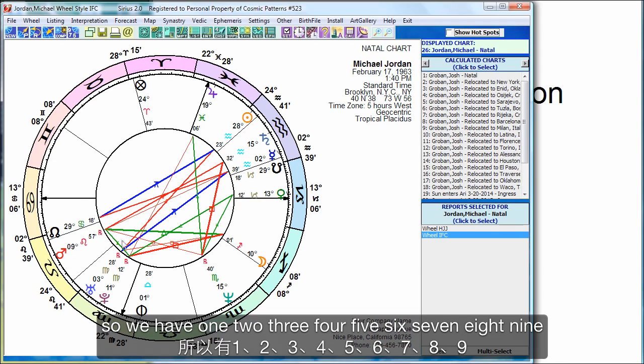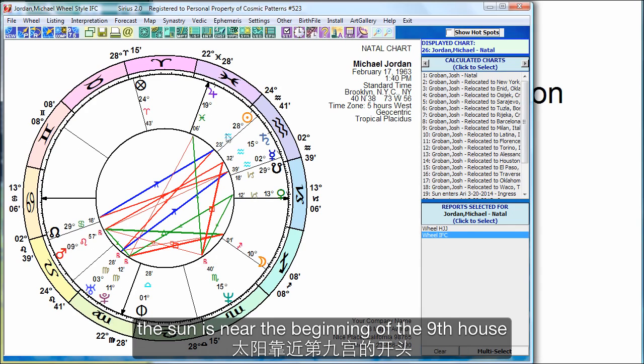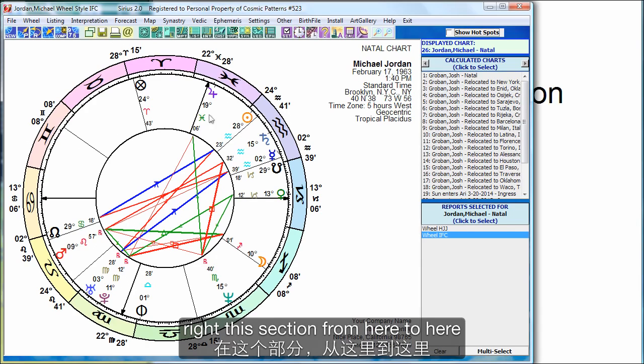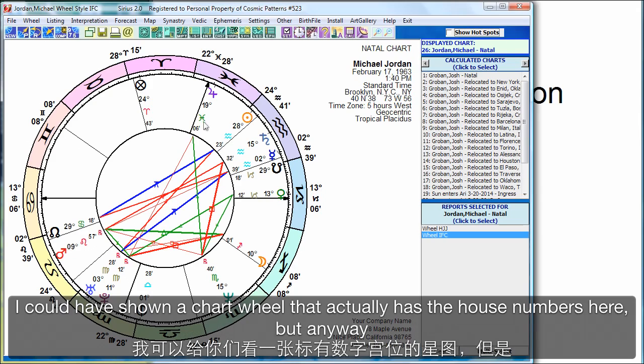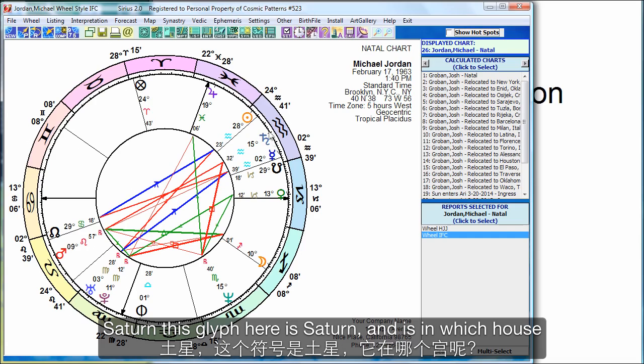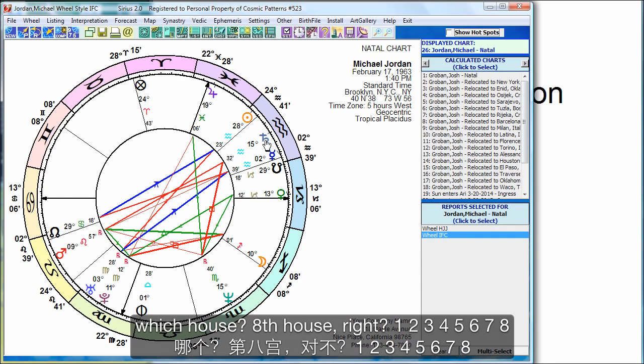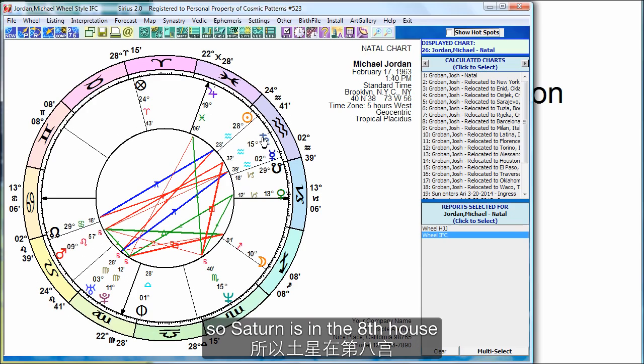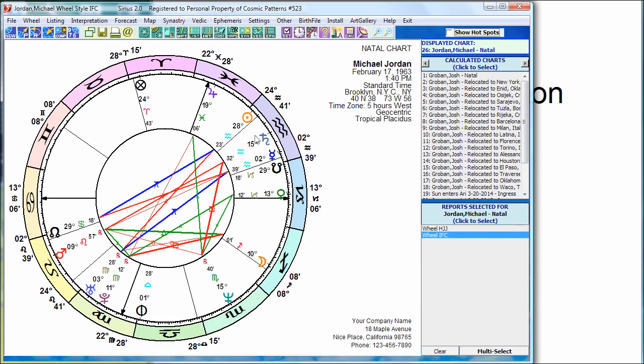So we have 1, 2, 3, 4, 5, 6, 7, 8, 9. The sun is near the beginning of the 9th house, right? This section from here to here. I could have shown a chart wheel that actually has the house numbers here. But anyway, sun is near the beginning of the 9th house. And Saturn, this glyph here is Saturn, is in which house? Which house? 8th house, right? 1, 2, 3, 4, 5, 6, 7, 8. So Saturn's in the 8th house.